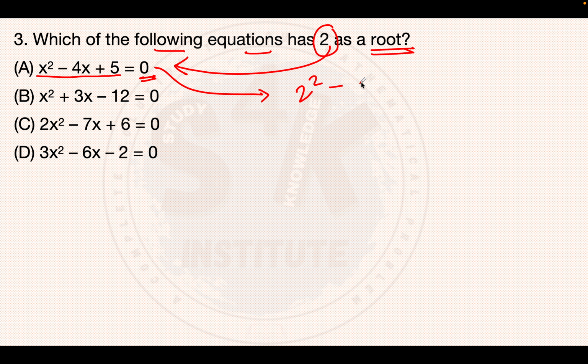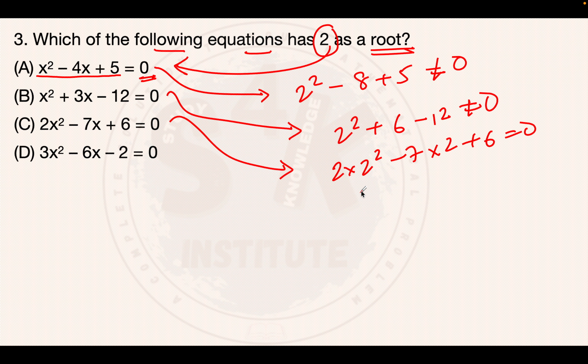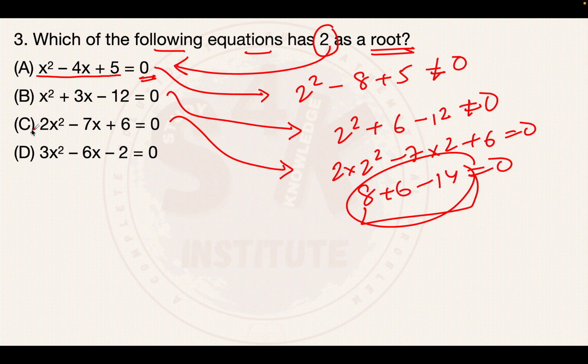2 square minus 8 plus 5. So this is not giving you 0. Okay, this: 2 square plus 6 minus 12. This is also not giving you 0. The next one: 2 times 2 square, negative 2 times 2, plus 6 is equal to 0. So this will give you 8 plus 6 minus 14 is equal to 0. So this is giving you 0. Yes, so the answer is C.